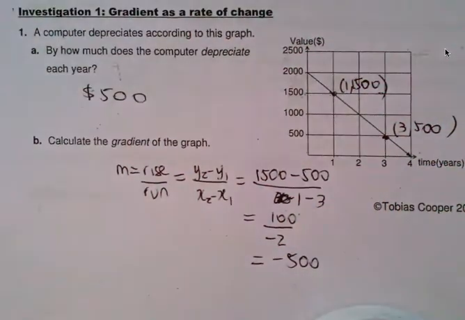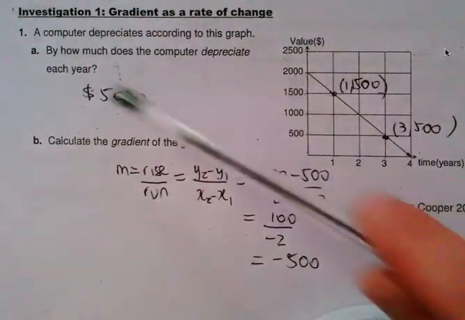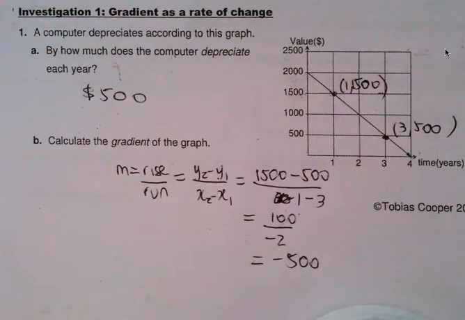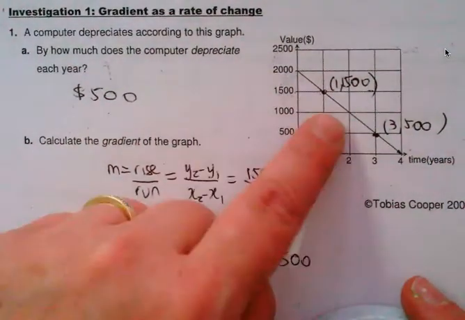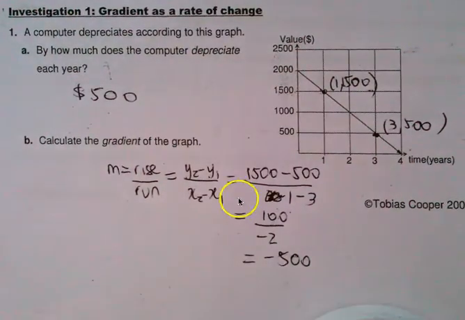Now, why do you think the gradient is negative? Well, it's because it slopes down like that. See how the computer goes down in value by $500 each year, which is why there is a negative gradient. So the gradient represents the value that the computer depreciates by each year.